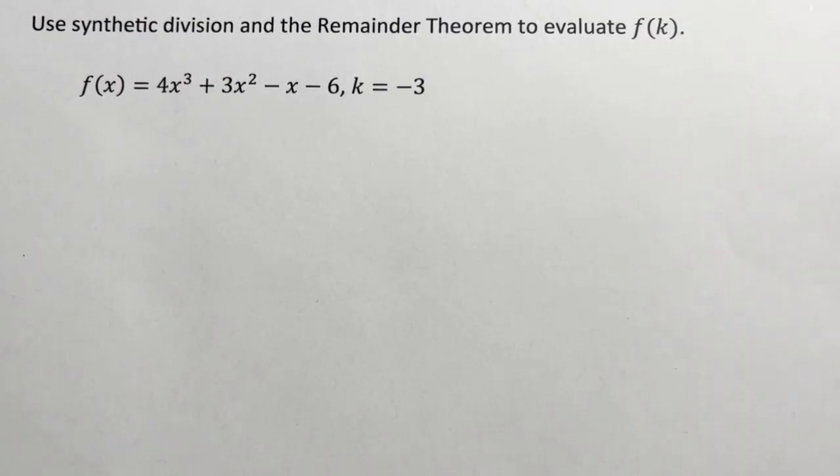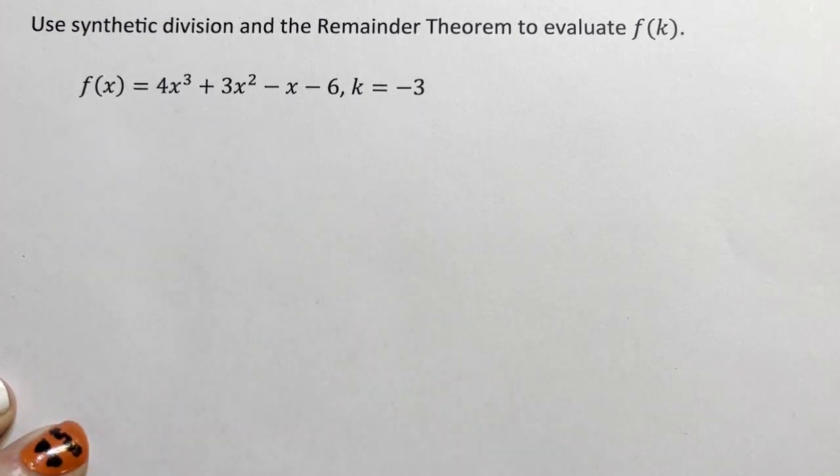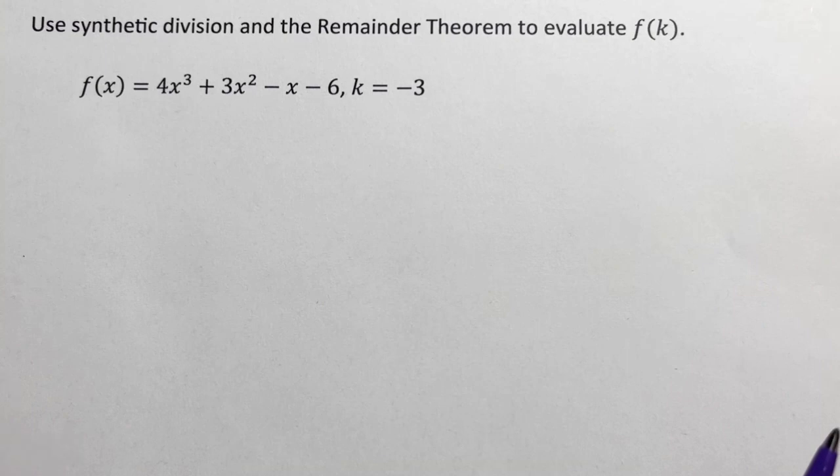Today I'm doing a series of videos on higher order polynomials. In this video, it says use synthetic division and the remainder theorem to evaluate the following. So f of k. Basically, it's saying if I put -3 into here, what do I get? So this is kind of fun. We're going to do this two ways.